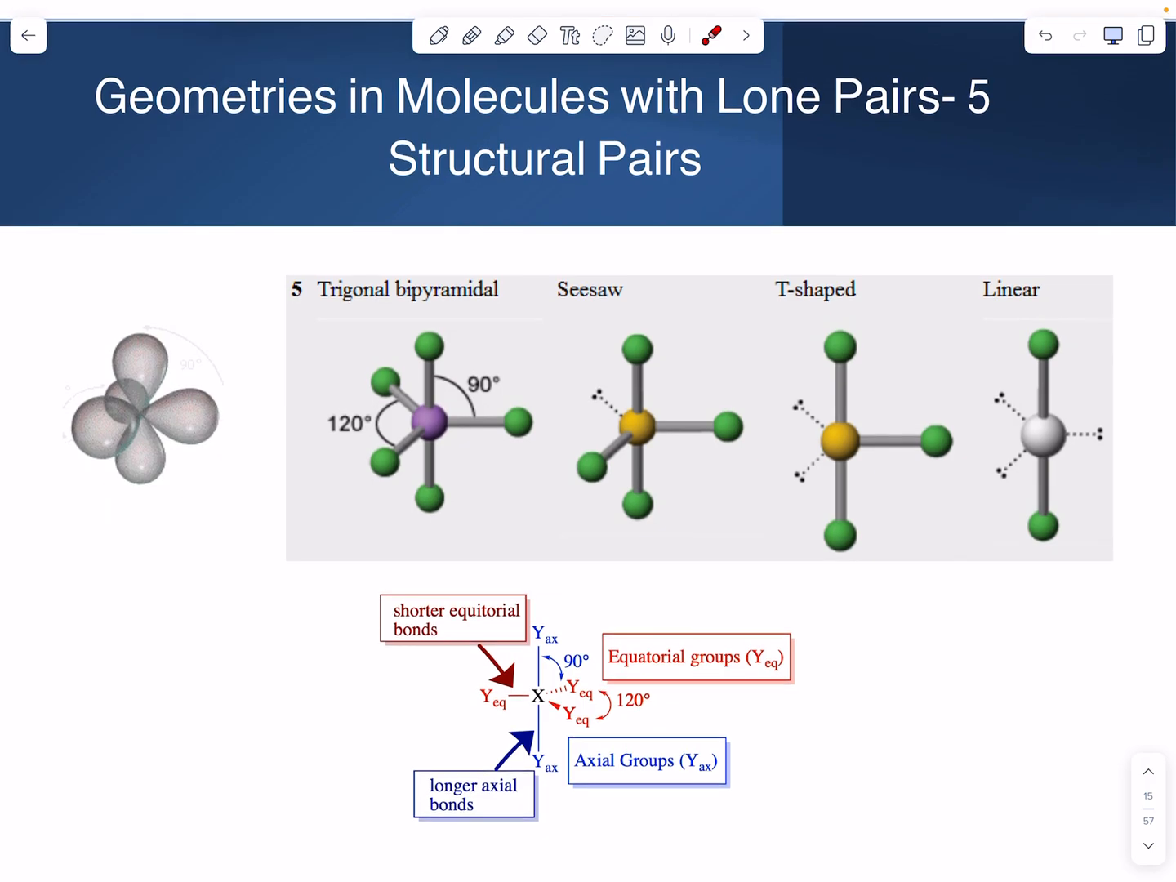So let's look at the geometries we get when we have 5 structural pairs. So we've got 5 things attached to our central atom. In this case, 3 of those things that are attached are going to be essentially in the same plane as the central atom. So we get that triangle with the central atom in the center, and then we have one atom above the plane and one atom below the plane. Those would be these atoms up on top and the bottom.